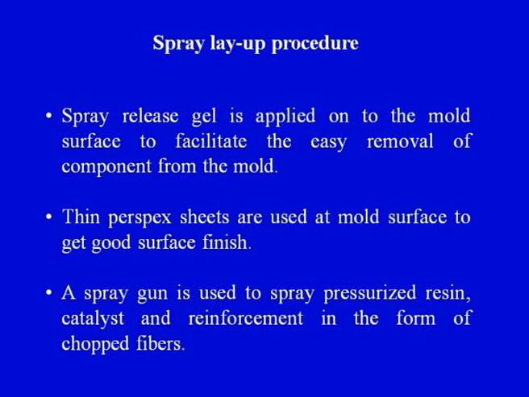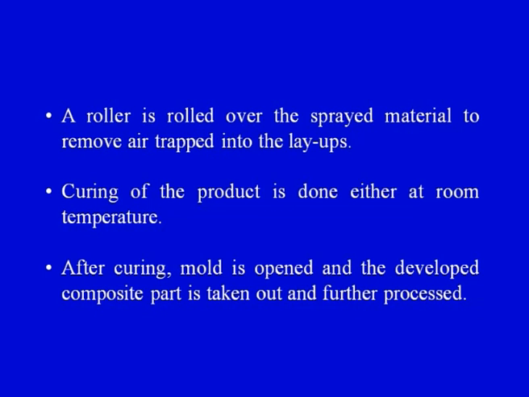In this particular process, we are spraying the catalyst, the resin, and the chopped fibers onto the mold surface. A chopper gun or a spray gun is used in this case. A roller is rolled over the sprayed material to remove the trapped air bubbles or excess resin. Curing of the product is done either at room temperature or at elevated temperatures. After curing, the mold is opened and the developed composite part is taken out and further processed. For secondary processing, we may be required to make holes in that product.